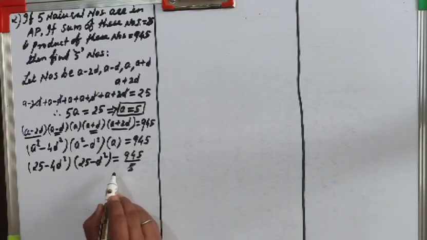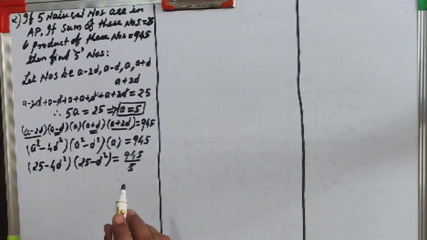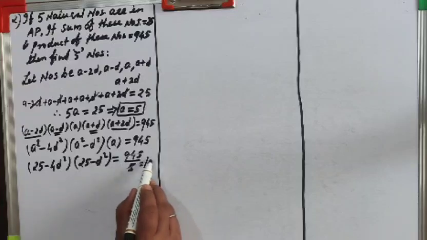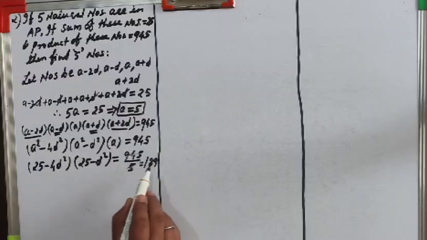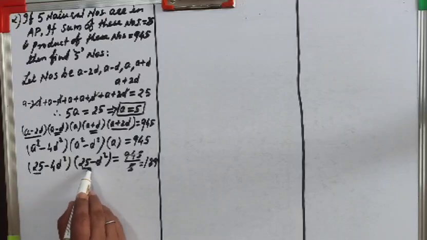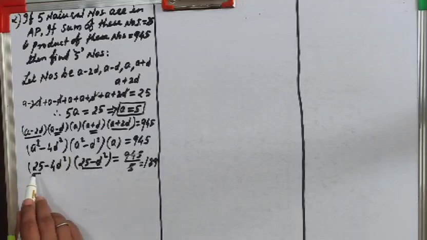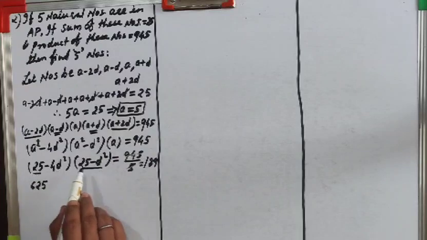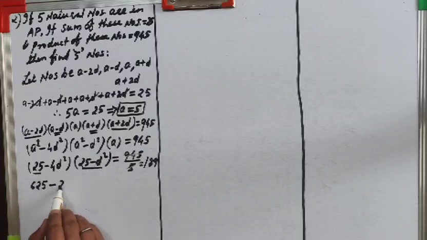So when you divide 945 by 5, you are going to get 189. 5 1s are 5, then 4 left, 5 8s are 40, and then 5 9s are 45. 189 you are getting here. Now this also you multiply 25 to this whole bracket. So when you multiply, you will get 25 into 25, that is 625. Isn't it? Now 25 into minus D square.